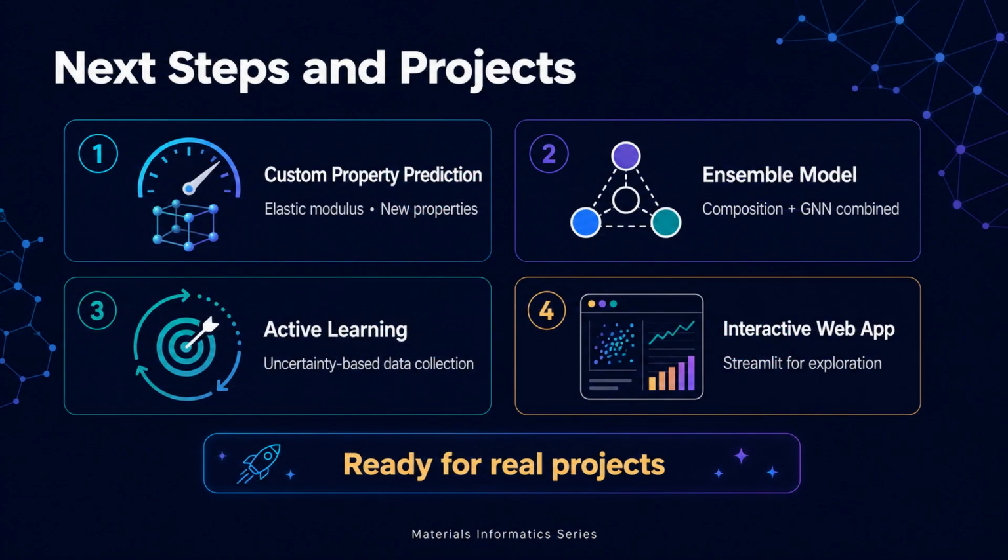With the knowledge from this series, you're ready for practical projects. Consider building a custom property prediction model for properties not covered, like elastic modulus. Create an ensemble model combining composition-based and GNN approaches for maximum accuracy. Implement active learning with uncertainty estimation for efficient data collection. Build an interactive web application using Streamlit for material exploration.